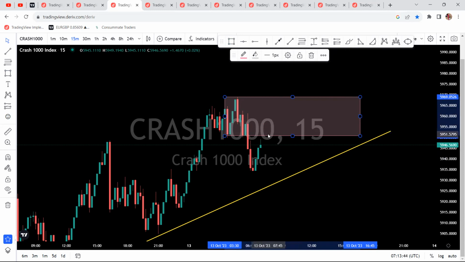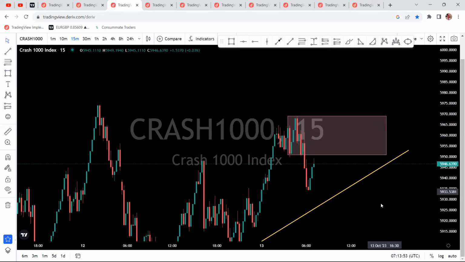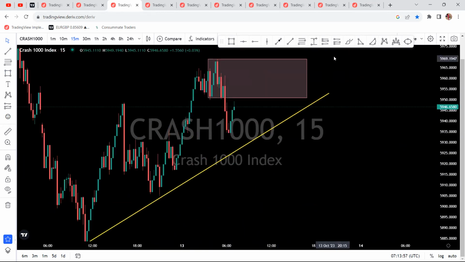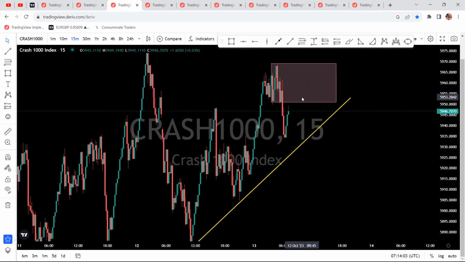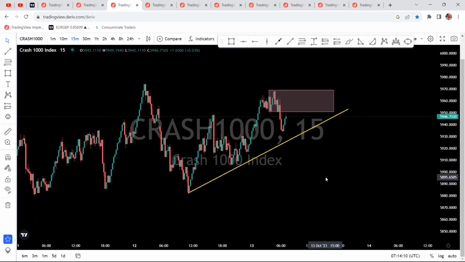If it doesn't give you a nice structure, its intention might be to break this zone and create another high. And if it creates another high, then we are not using these two lows. Then we'll use this low and this low to draw a counter trend line. Once it breaks it, then we'll continue down. But if it reverses from here and breaks this down, then you know that the market will do more down. That is for Crash 1000.